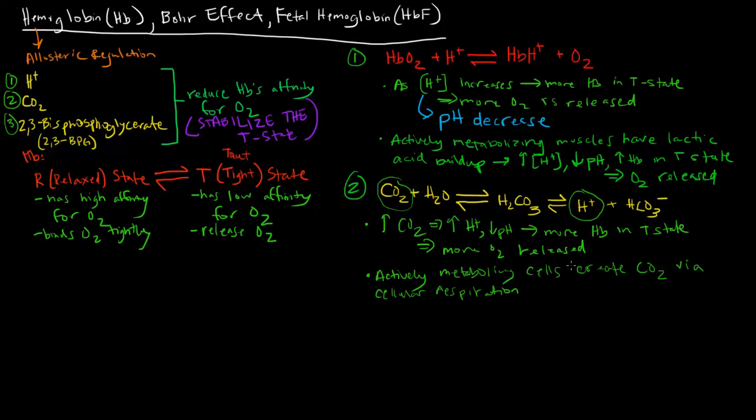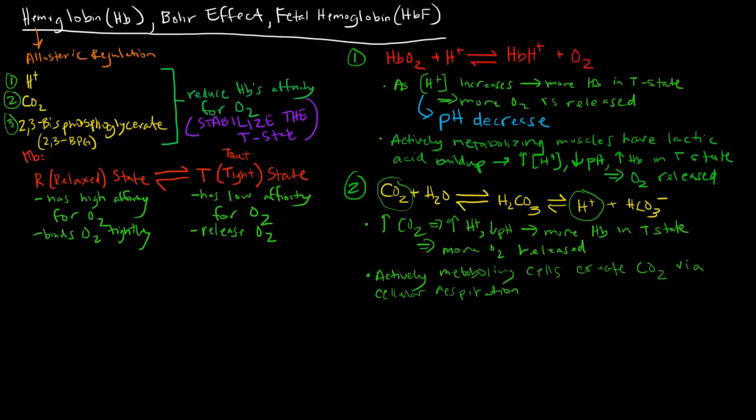If our cells are actively metabolizing, they're doing a lot of work. They need a lot of oxygen, right? So we want to make sure that when the hemoglobin gets to our tissues, there is a high concentration of CO2 that causes the oxygen to be released to our tissues so our tissues can use it. Okay, so hopefully that makes sense there.